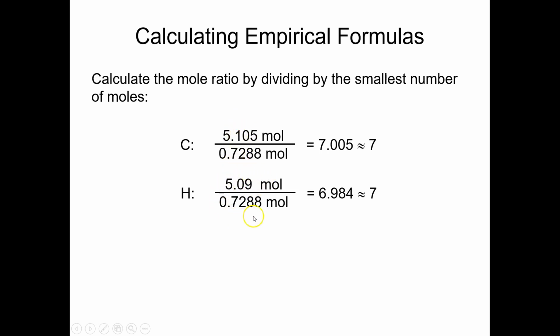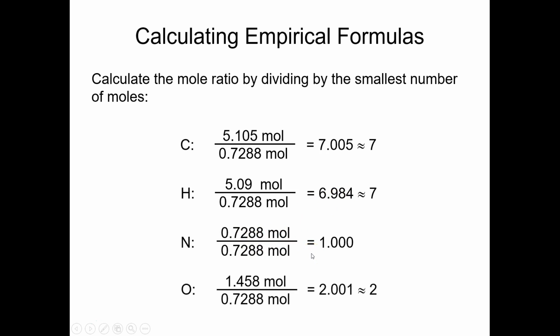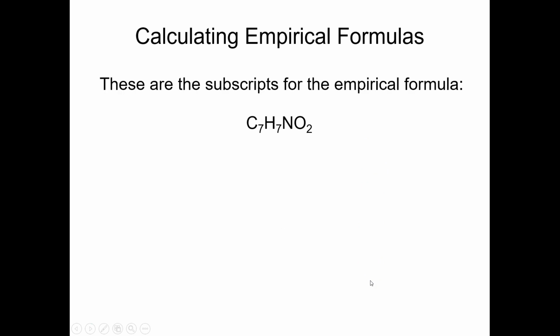If I divide the hydrogen moles by the nitrogen moles, I get again a number which essentially is 7. Obviously, for nitrogen, since I'm dividing it by itself, I get 1. And for oxygen, as we said, we expected a 2-to-1 ratio between these two numbers. And when I divide 1.458 by 0.7288, I get 2. And so we can assume that these are there in a molar ratio of 7 to 7 to 1 to 2. And therefore, that becomes the formula for the compound.